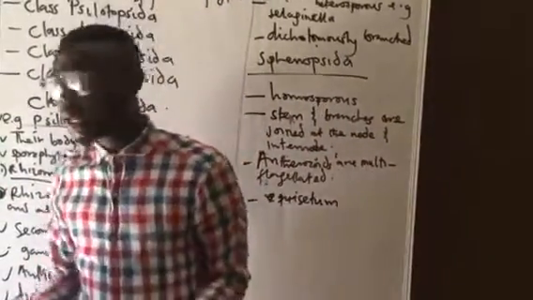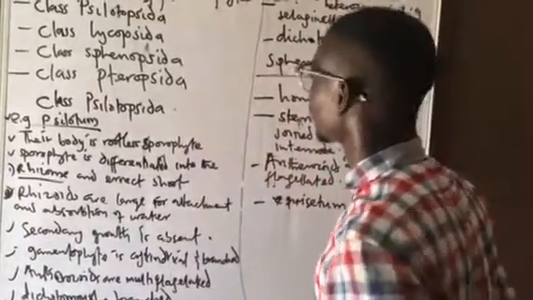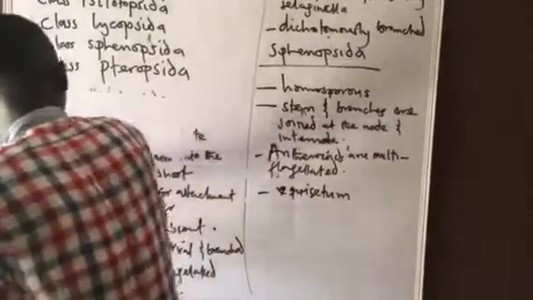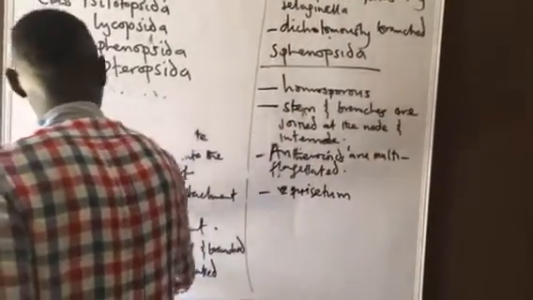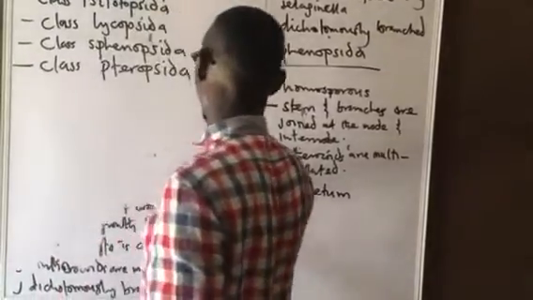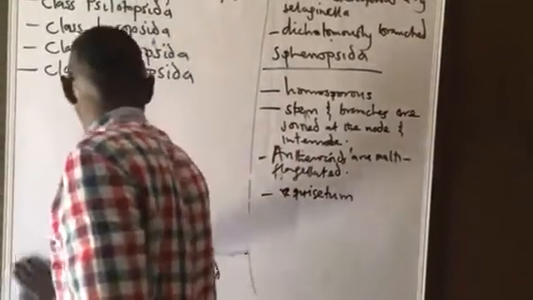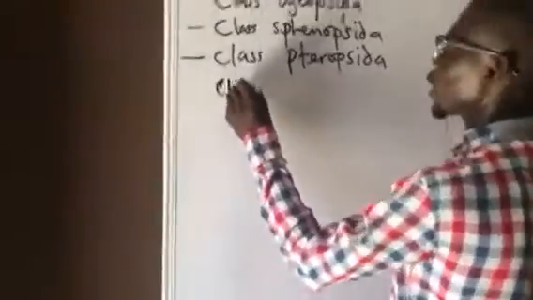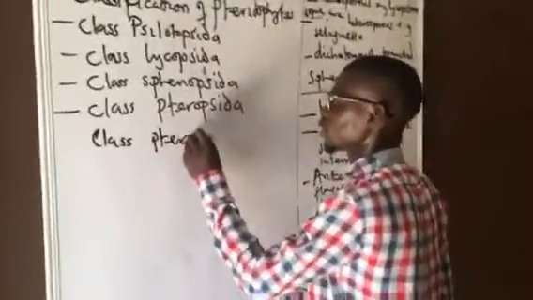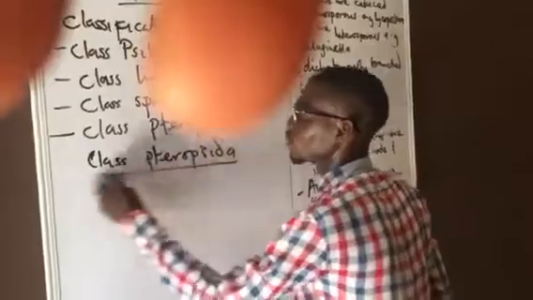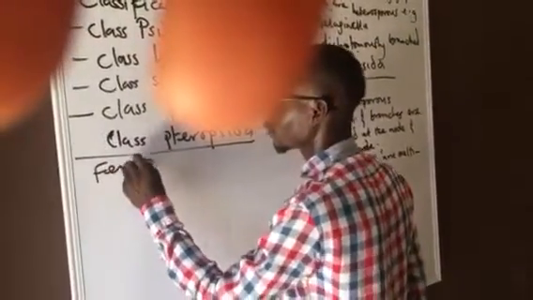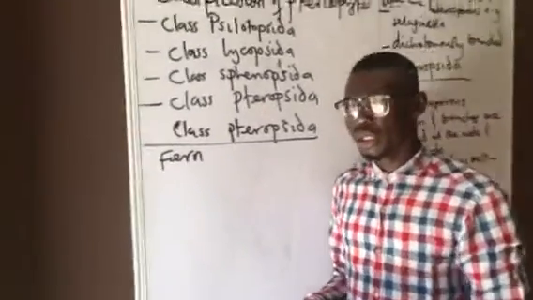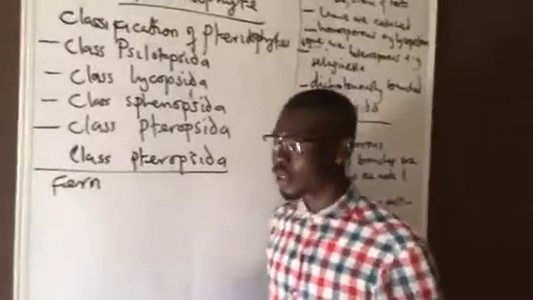Then we can also talk about the last group, which is the Pteropsida. Let's talk about the characteristics of Pteropsida. These groups are the common pteridophytes, the ferns. So we have Dryopteris, Nephrolepis. We have class Pteropsida. These are the ferns. When you talk about the ferns, they are common. They are found in shady environments. They are found in terrestrial environments.